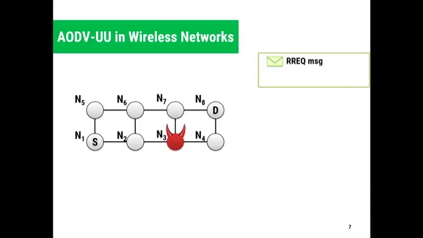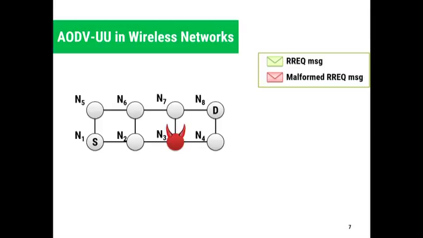the source will broadcast a route request message. And the neighboring nodes will receive that route request message. Now assume that neighboring node N2 does not have any information about the destination. So then it will rebroadcast the route request message. Now once this message is received by the compromised node, it will change the type of the message, for example, to create a malformed route request message and rebroadcast it.